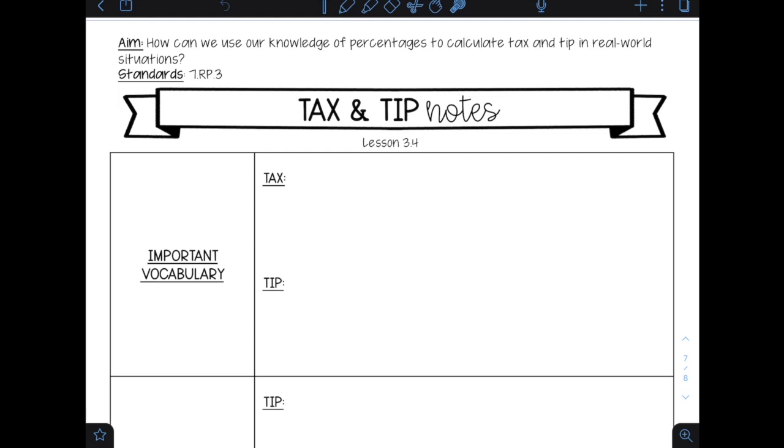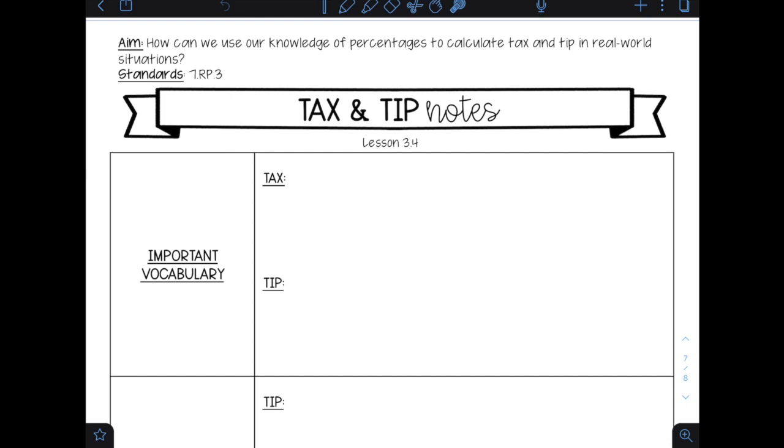Let's get to it. All right, so welcome back today. We are going to be going over lesson 4. Our aim for today is going to be how can we use our knowledge of percentages to calculate tax and tip in real world situations.